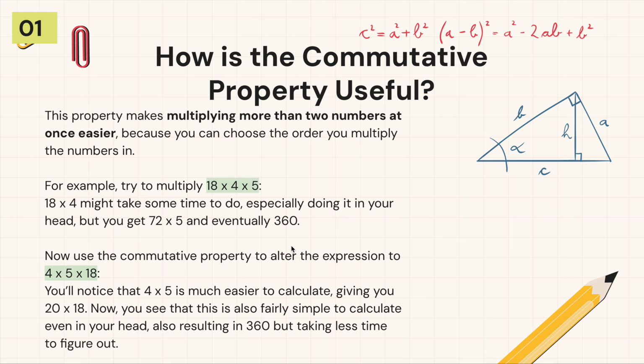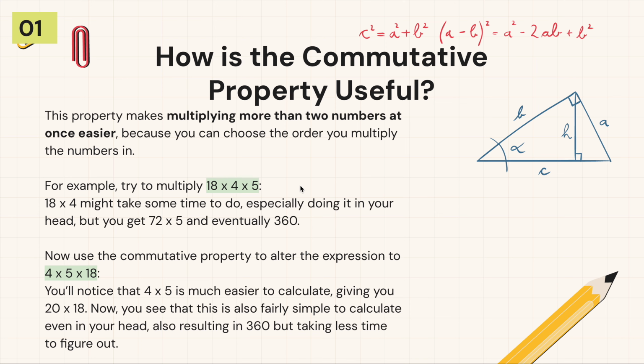So, how is this important? The property seems pretty self-explanatory and intuitive, but you have to know how to apply it properly. This property makes multiplying more than two numbers easier to calculate because you can choose the order in which you multiply these numbers. So take this example right here. Multiply 18 times 4 times 5.